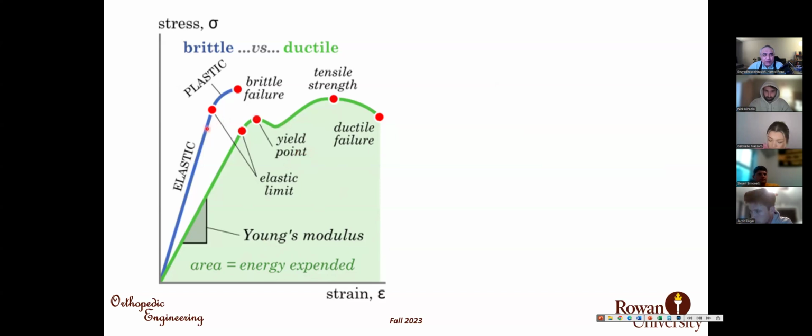If we compare these two materials, one with the blue curve, the other with the green curve, the area under the green curve is larger than the area under the blue curve, the surface area. So the green material is tougher.